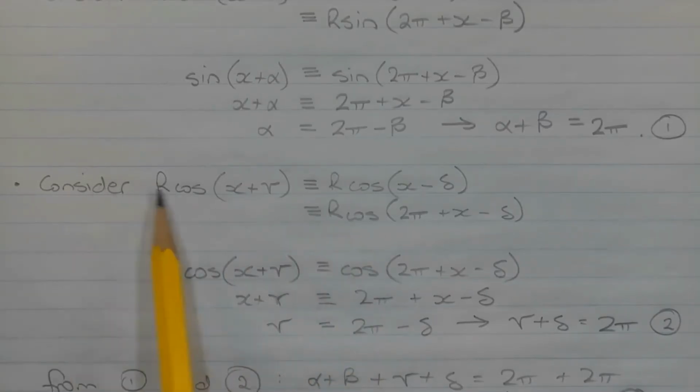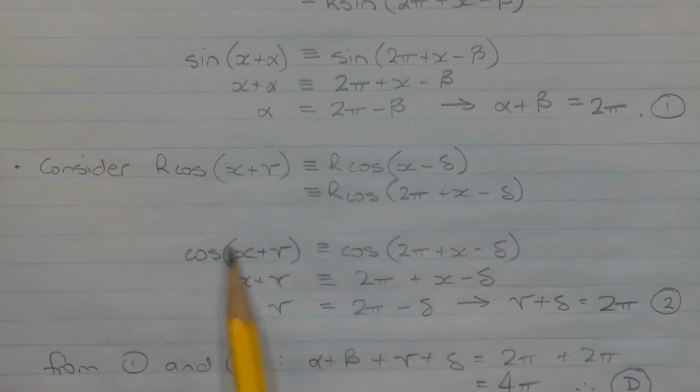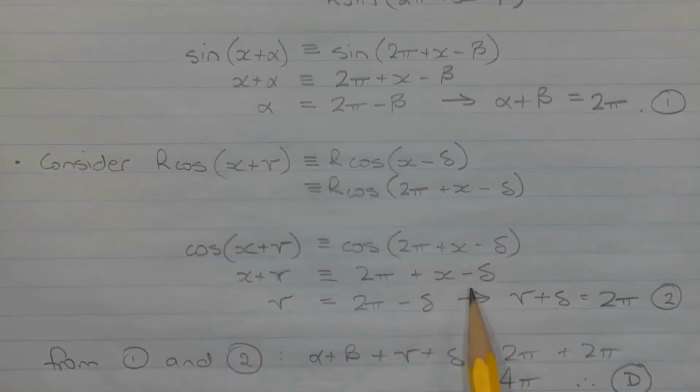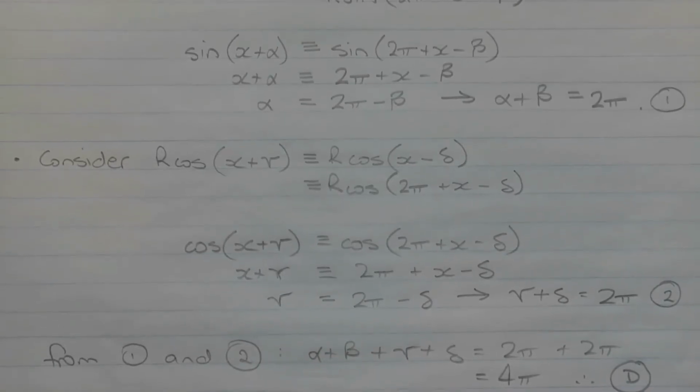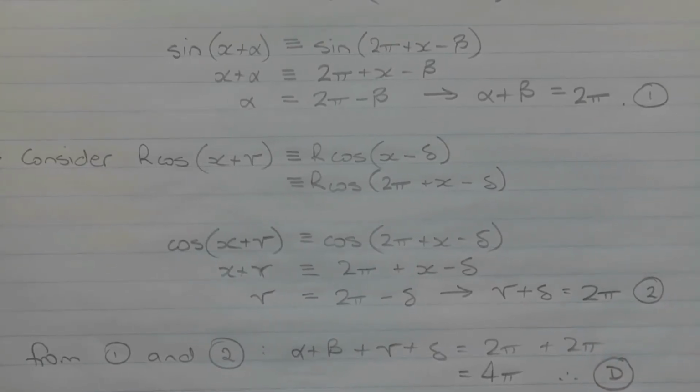Dividing both sides of this equivalence by R, we get cos(x + gamma) is equivalent to cos(2 pi + x - delta). Taking the inverse cos of both sides, we get x + gamma is equivalent to 2 pi + x - delta. Now we can subtract x from both sides, and we form this equation: gamma is equal to 2 pi minus delta. Moving this minus delta over to the left-hand side, we get gamma plus delta is equal to 2 pi. We'll call this equation number 2.